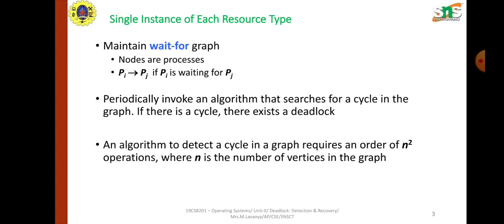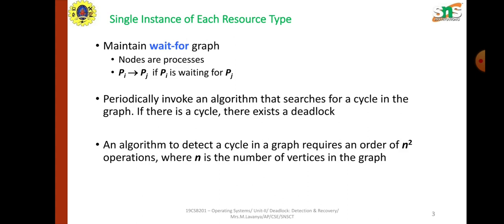Wait for graph contains only the processes. RAG contains the processes as well as the resources. In this wait for graph, we contain only the processes, and the resources get eliminated. For example, if two processes are interlinked by a resource, then that resource will be removed and the processes will be connected by an arrow mark.